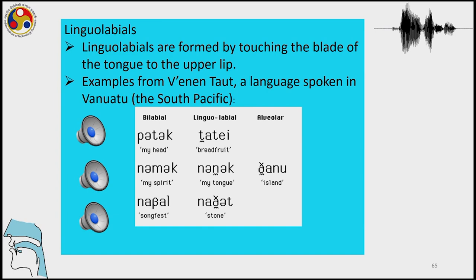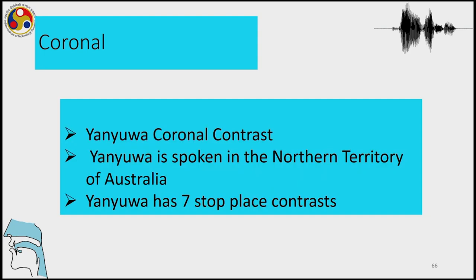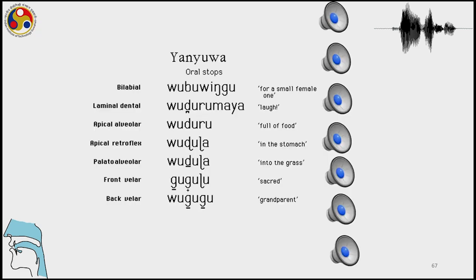And talking about the rare sounds in the front part, we have the coronals. Among coronals, there can be languages like Yanyuwa and a few other languages which have at least 7 stop place contrasts in the coronal region alone. So these are the Yanyuwa stop contrasts, and all of them, from the palato-alveolar, the apical retroflex, apical alveolar, dental, to the bilabial, are the coronal contrasts, and there are 2 back sounds. One is a front velar and one is a back velar.